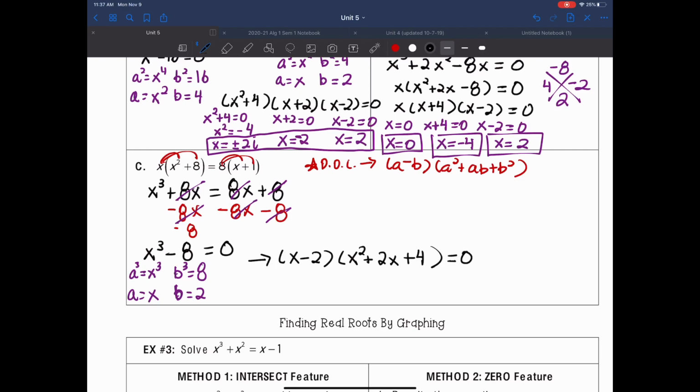Now, here's the problem. This may appear that it can be factored down farther because it's a trinomial. But if we were to create a factor diamond, we would have 4 on the top, 2 on the bottom, factors of 4 that add up to 2. I can't think of any. So let's think of another method that we can use to solve a trinomial without factoring.